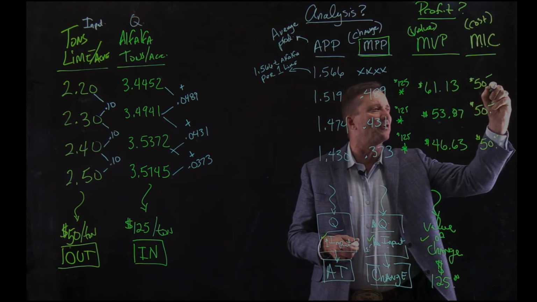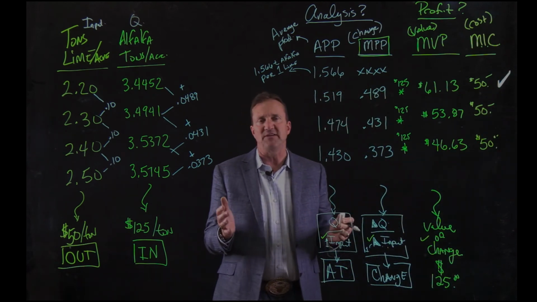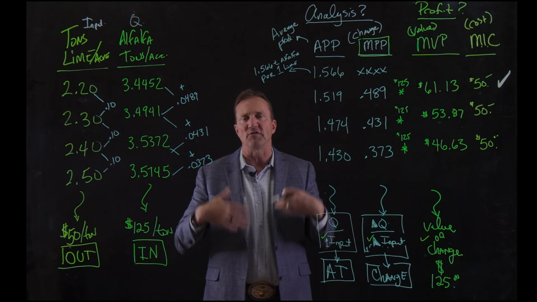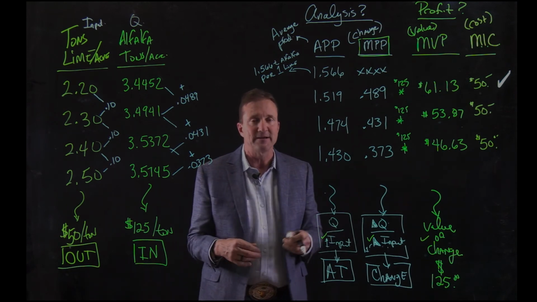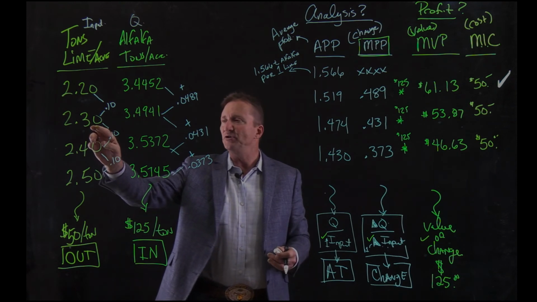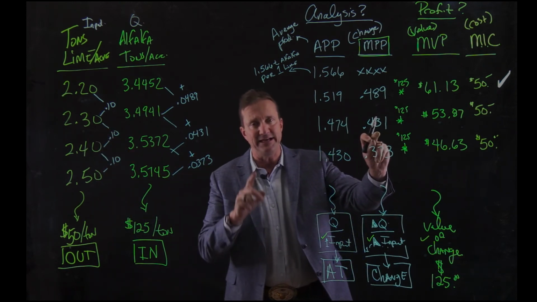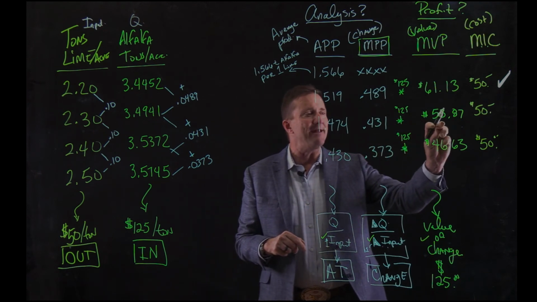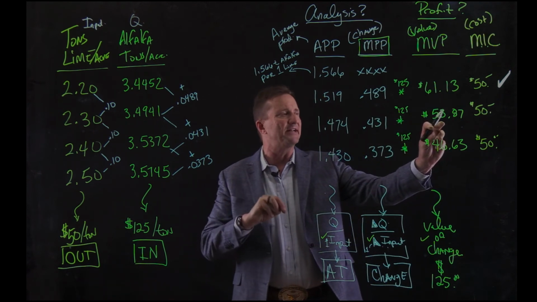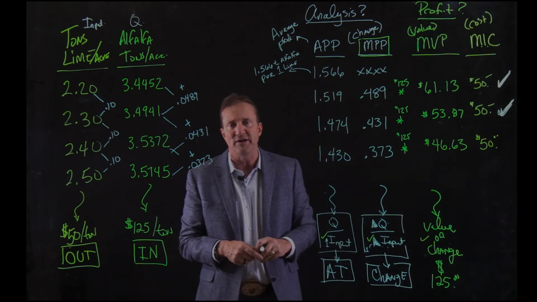So I'm going to put a great big old check, like I would do that. I'd spend $50 to get 61 back all day. Just keep repeating that. But you can't keep repeating it because your next decision is 2.3 to 2.4. That gives us a gain of 0.431. That brings us $53.87 back. Once again, I like it. I would keep doing that all day long.